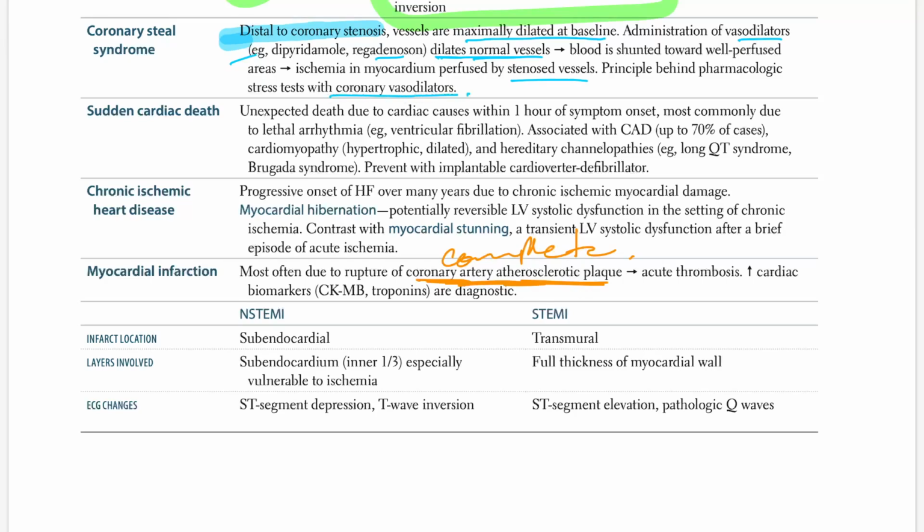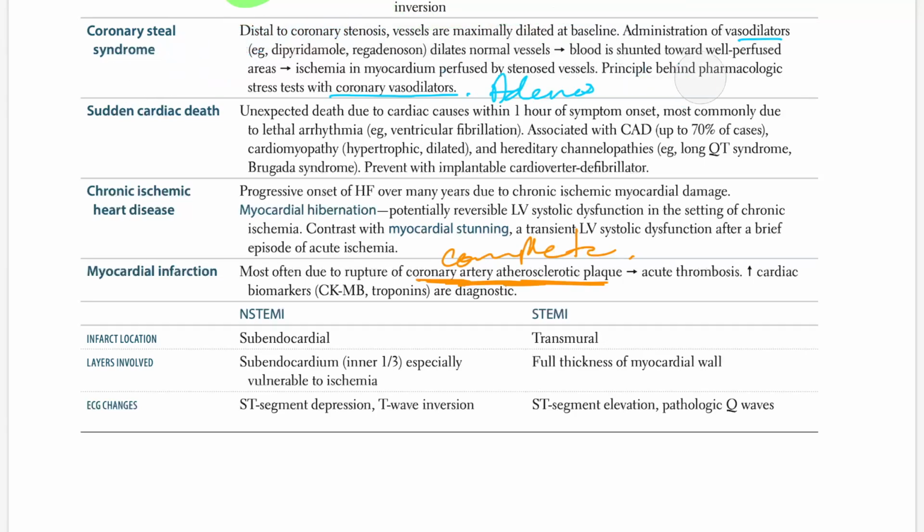Okay, so first of all, what do we have here? Dipyridamole is a drug that is a PDE5 inhibitor. My bad, not 5, 3. PDE3 inhibitor, and regadenoson is an adenosine receptor agonist. Adenosine receptor agonist. Okay.